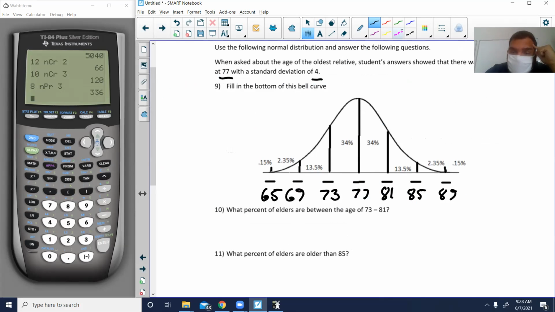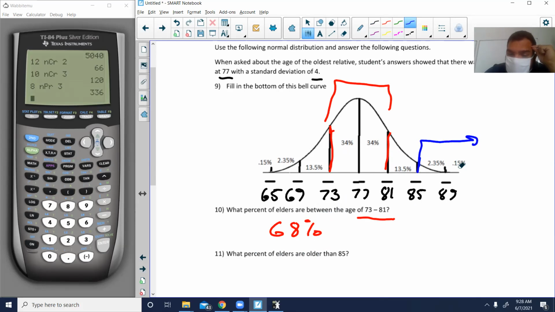Yeah. So now, how do I do these questions? What's the age of the elders between the age 73 and 81? So 73 to 81, you look from 73, this line, to 81, and you add all the percentages together. 34 plus 34 is 68%. What percentage of elders are older than 85? So for this one, you go to 85 and older. So you're going to include everything here, which is this plus this 0.15. Don't forget the 0.15. So that's going to be 2.5%.